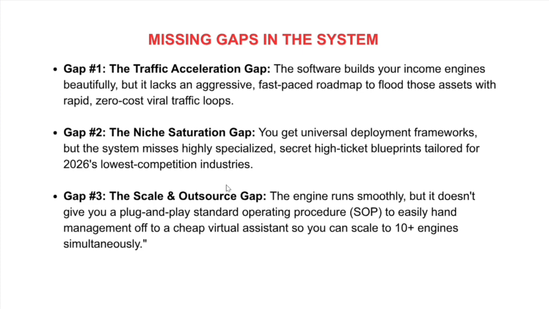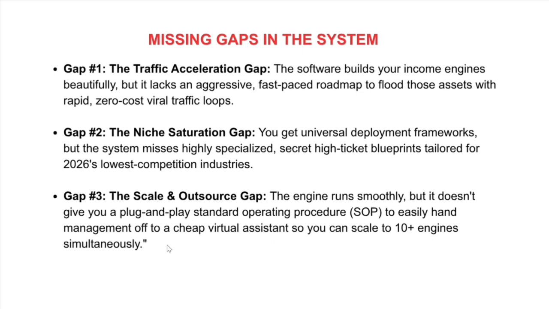The traffic acceleration gap. The software builds your income engines beautifully, but it lacks an aggressive, fast-paced roadmap to flood those assets with rapid, zero-cost viral traffic loops. The niche saturation gap. You get universal deployment frameworks, but the system misses highly specialized, secret high-ticket blueprints tailored for 2026's lowest competition industries. The scale outsource gap. The engine runs smoothly, but it doesn't give you a plug-and-play standard operating procedure, SOP, to easily hand management off to a cheap virtual assistant so you can scale to 10 engines simultaneously.